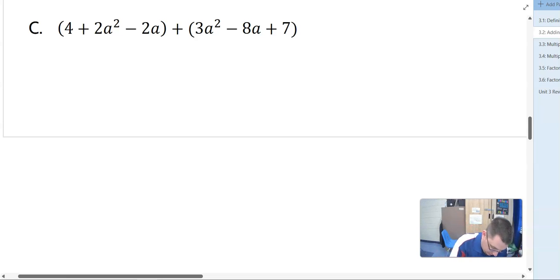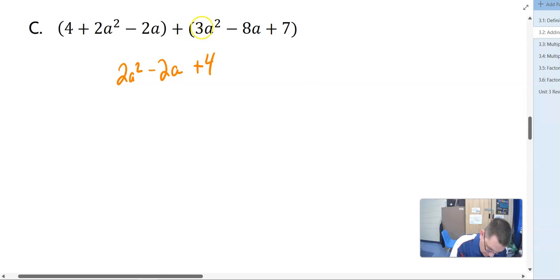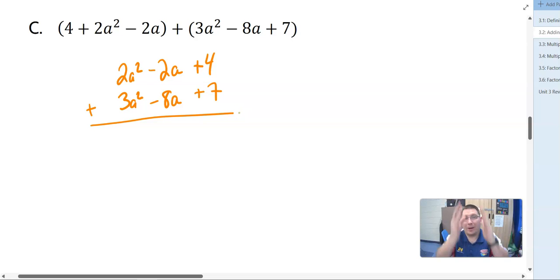I'm going to work it out vertically, lining up everything that we have. And so I've got a 4, and that's positive. There's a negative 2a and a 2a squared. From the second polynomial that we're adding, we have a 3a squared minus 8a plus 7. And so again, we're adding vertically all those like terms lined up.